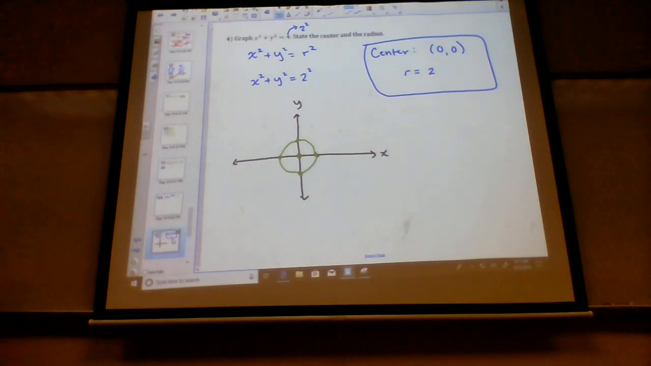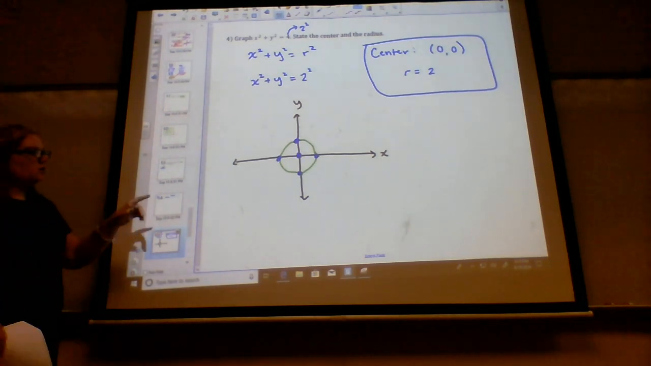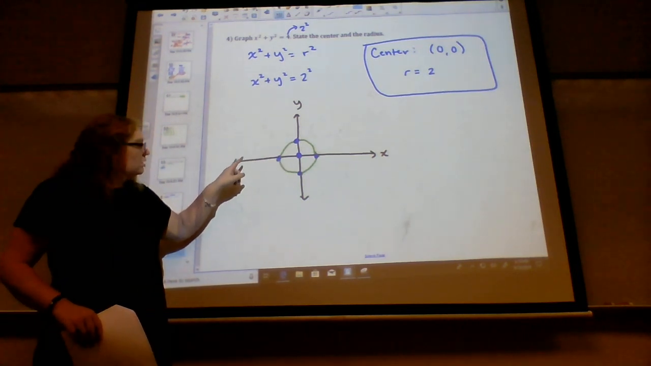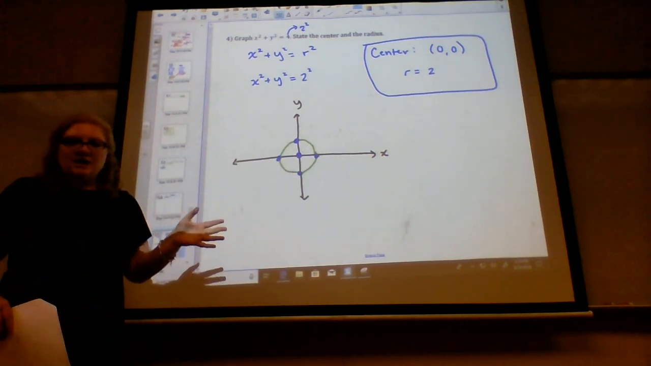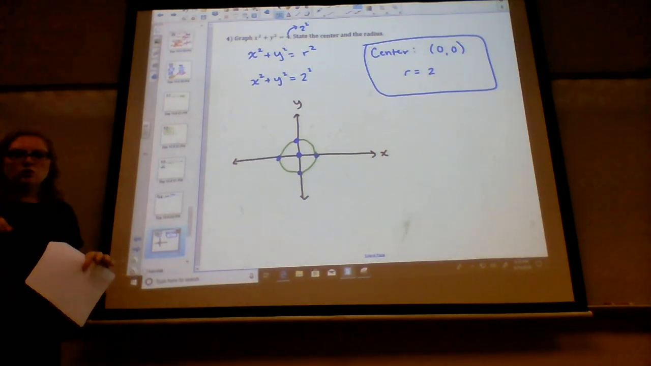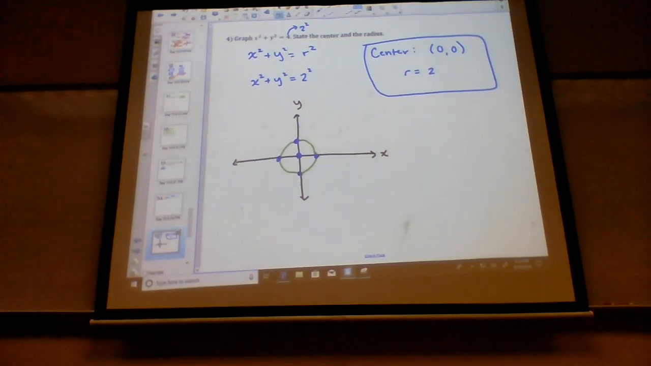So when you graph it on paper, you actually need to graph 4 extra points. 1, 2, 3, 4. 1 up, 1 down, 1 left, 1 right. However, in Pearson, they're only going to make you graph 1 extra point. So in Pearson, you'll graph your center point, and then you can graph any one of these. You can graph the top one, the bottom one, the one on the left, or the one on the right. It doesn't matter. And Pearson will draw that circle for you. Okay, so these are your two answers. So let's do another one.